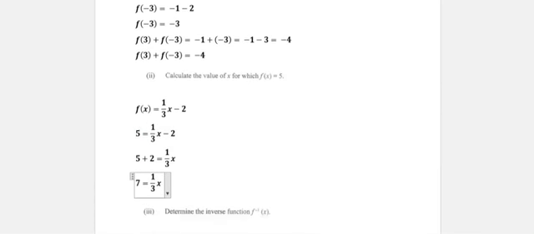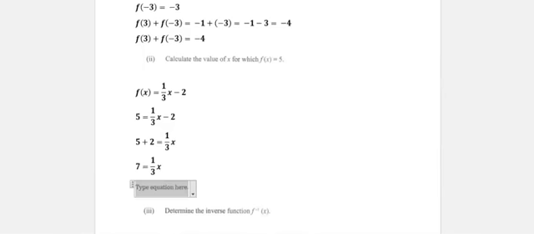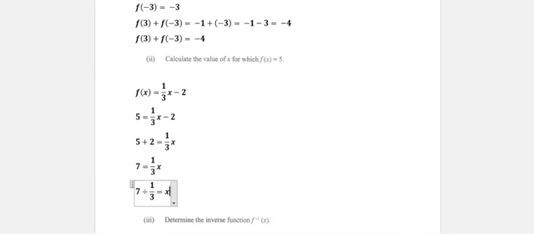And now we can go ahead and solve for x. So the 1/3 is multiplying here, so when it comes across, it will be dividing. So what we'll have is 7 divided by 1/3, which is equal to x.